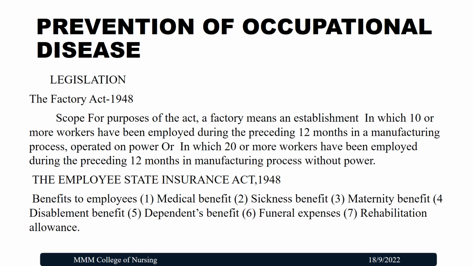Prevention of occupational disease. One is legislation. Under the legislation, we have two Acts. First one is the Factory Act 1948, the Employees State Insurance Act 1948. The scope for purpose of the Act: a factory means an establishment in which 10 or more workers have been employed during the preceding 12 months in a manufacturing process operated on power, or in which 20 or more workers have been employed during the preceding 12 months in a manufacturing process without power. Under the Employees State Insurance Act 1948, the employee can get different types of benefits like medical benefit, sickness benefit, maternity benefit, disablement benefit, dependent benefit, funeral expenses and rehabilitation allowances.